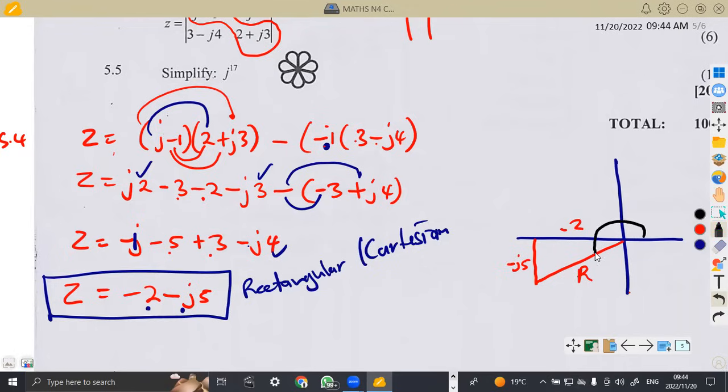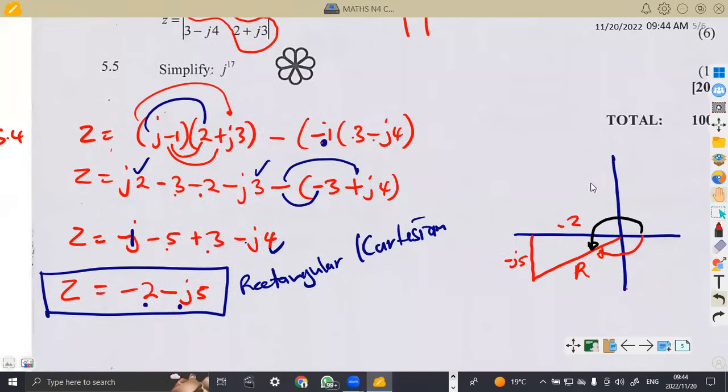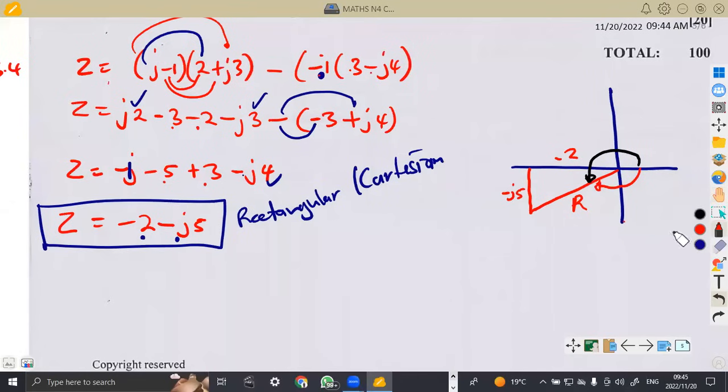So you're supposed to calculate this angle between the two. Okay, anyways, knowing that R is the resultant, you can use Pythagoras theorem to calculate R. So R is simply the square root of A squared plus B squared, which is the square root of -2 squared plus -5 squared. So that was your R, which is the resultant.